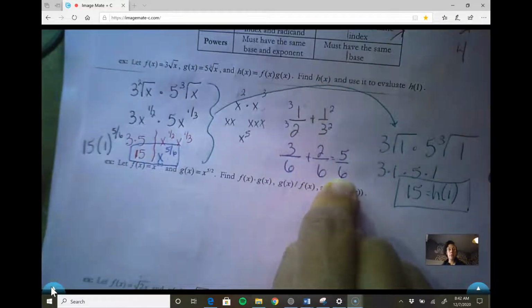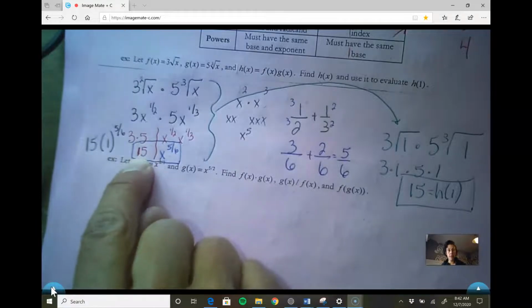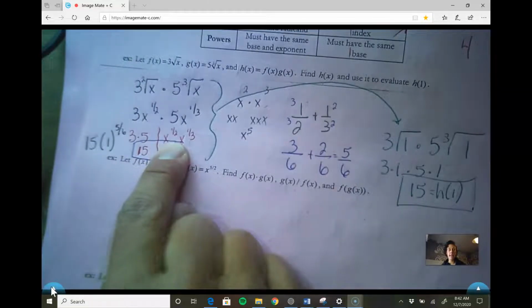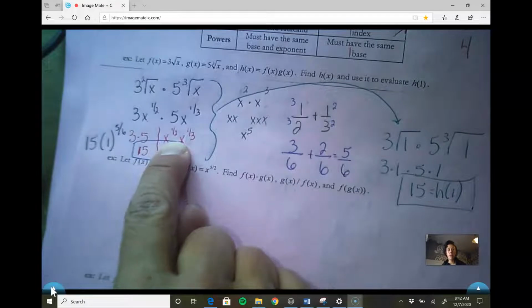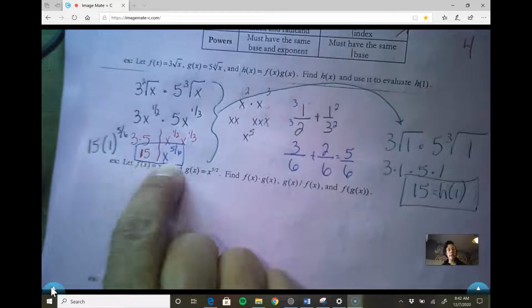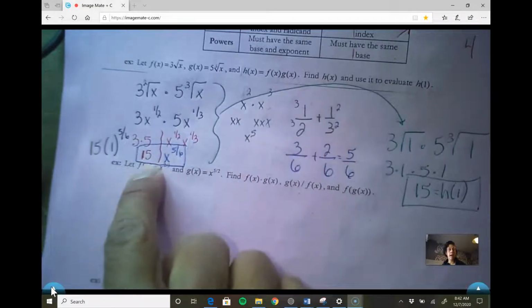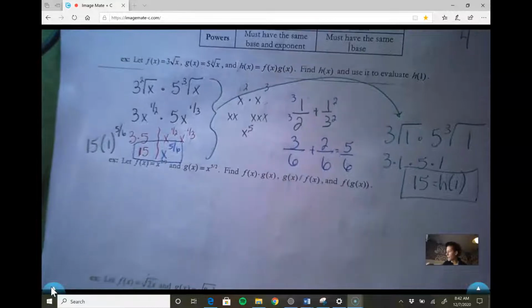So where I left it was, I just went over here, I had already done the 3 times 5, that becomes 15. And as it turns out, when I take x to the 1/2 times x to the 1/3, I can make that x to the 5/6. So that is what the answer to h of x is. And I boxed it. I should put equals h of x next to it.